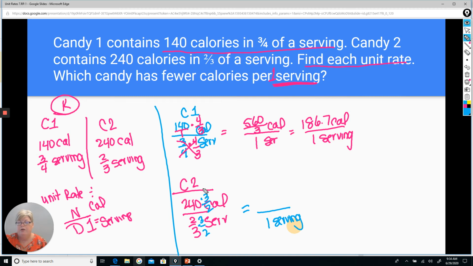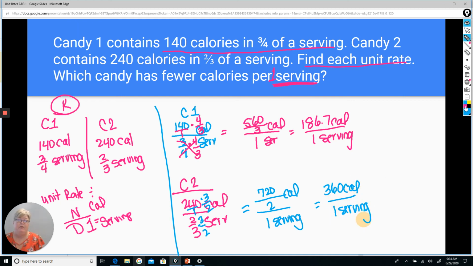And I have 240 times 3 over 2. I have to put that over 1. So 240 times 3 is 720 over 2. That's my calories. See how I'm keeping my units? Make sure you keep your units. And when I say 720 divided by 2, that's going to give me 360 calories per 1 serving.